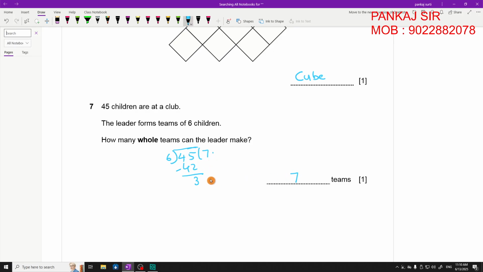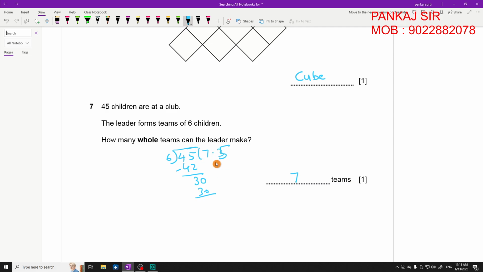So 7 point, suppose you take a 0 over here. 6 threes are 18, 6 fours are 24, 6 fives are 30. Okay. So if you want to form a team consisting of an equal number of children and not a single child is left out, then it will be 7.5 teams.